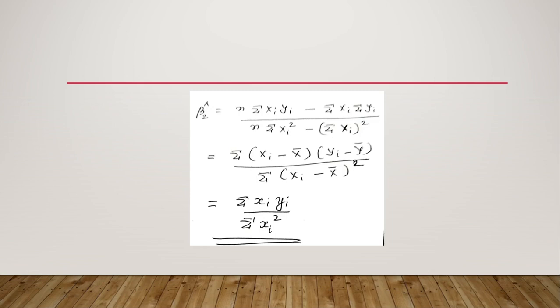So we obtained the equation for finding beta 2 hat. Beta 2 hat is equal to sigma xi yi divided by sigma xi square, where small xi is equal to capital Xi minus x bar and small yi is equal to capital Yi minus y bar. So this is the equation used to calculate the value of beta 2 hat.